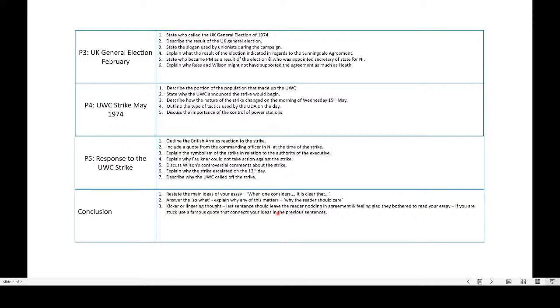And then I like to say to my students, include a kicker or a lingering thought. So your last sentence should leave the reader nodding in agreement and feeling glad that they bothered to read your essay. If you're stuck here, I always just say stick a famous quote in that connects your ideas in the previous sentences. So let's have a look at a sample essay now.